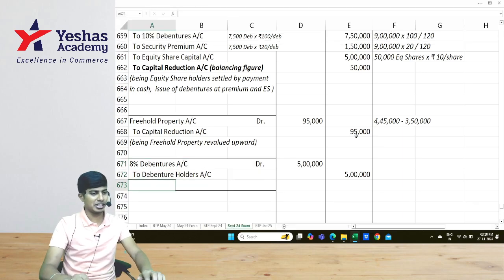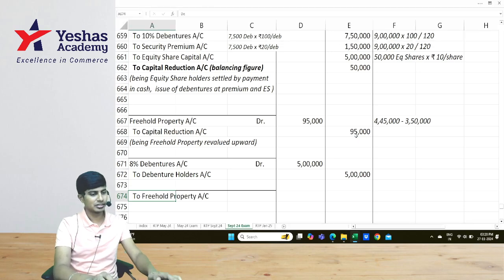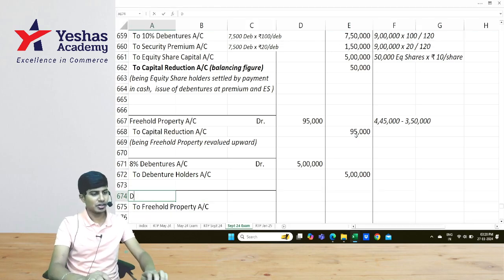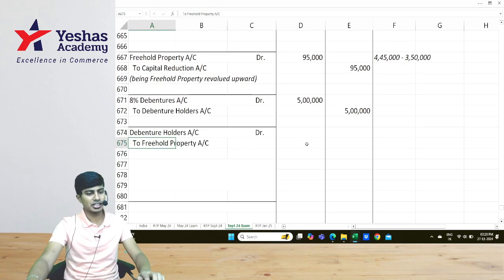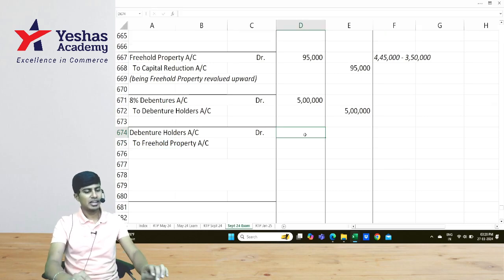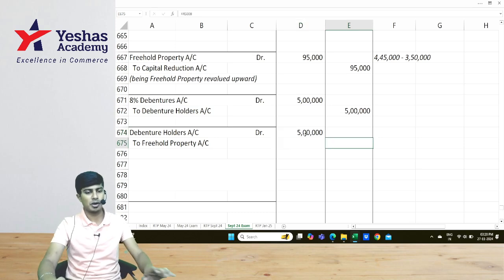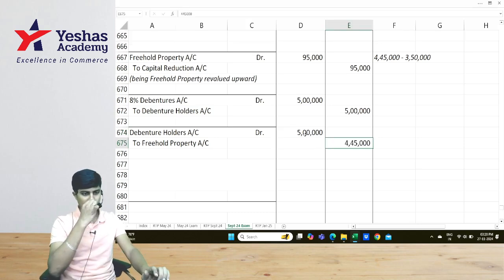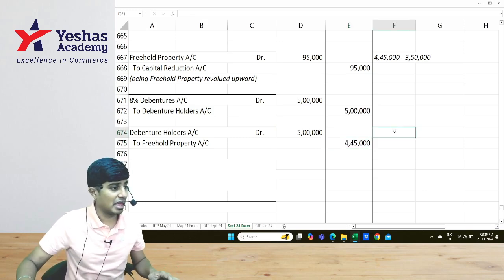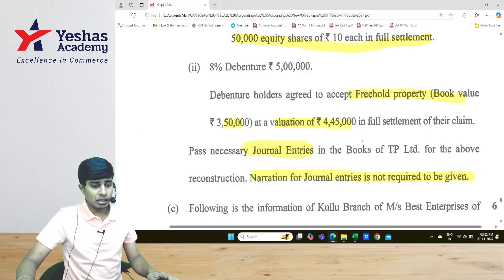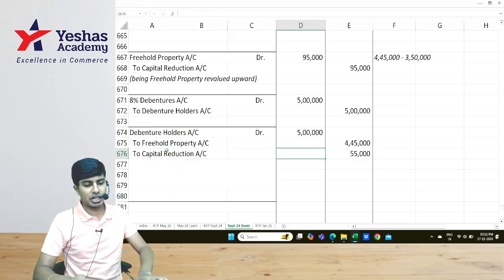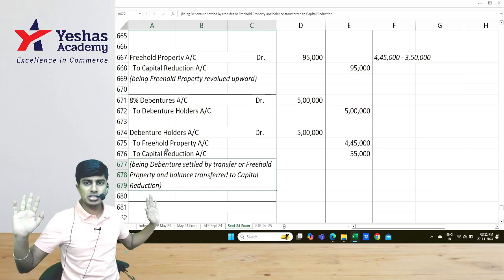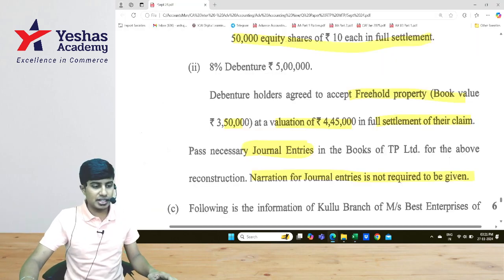After this entry, I would debit my debenture holders account to the extent of 5 lakh and credit my freehold property at 4 lakh 45,000. I might still have to pay them 55,000. Am I going to pay them, or is it a final settlement? It is in full settlement, so I'm not going to pay anything. That balance will be capital reduction account, 55,000. Understood this? Next, what do we have? There is nothing else.